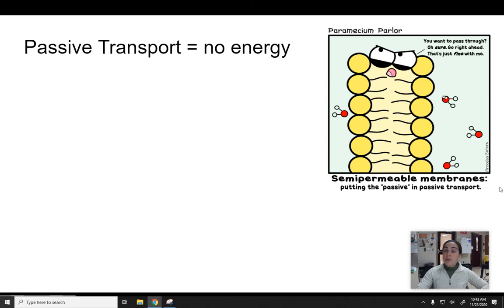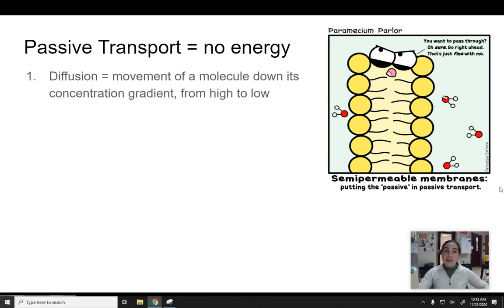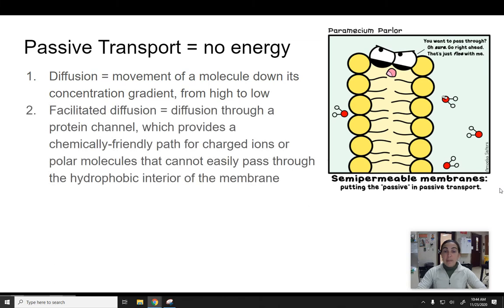Passive transport is the one that we're focusing on now, and that's the type of transport that happens without any energy because things are moving down their concentration gradient. So these are types of diffusion. Diffusion is when molecules move from where there's a high concentration of that molecule to a low concentration. So it's like rolling down a hill. It doesn't require any energy. Some molecules need a little bit of help in order to do this.